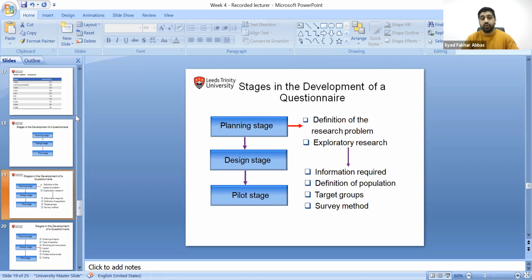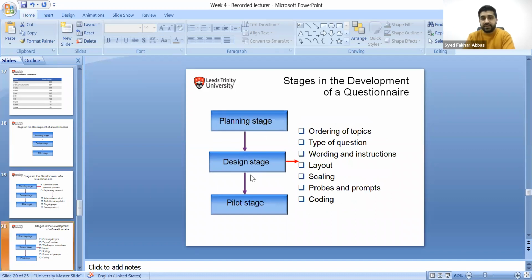What issue do we have, and what do we want to know about? Then we do exploratory research. In exploratory research, we see what type of information we need. We define the population, we target the group, and we define the survey method we will be using. So the planning stage, then the designing stage, and at the end, the pilot stage. These are 3 different stages. Based on these stages, we develop the questionnaires.